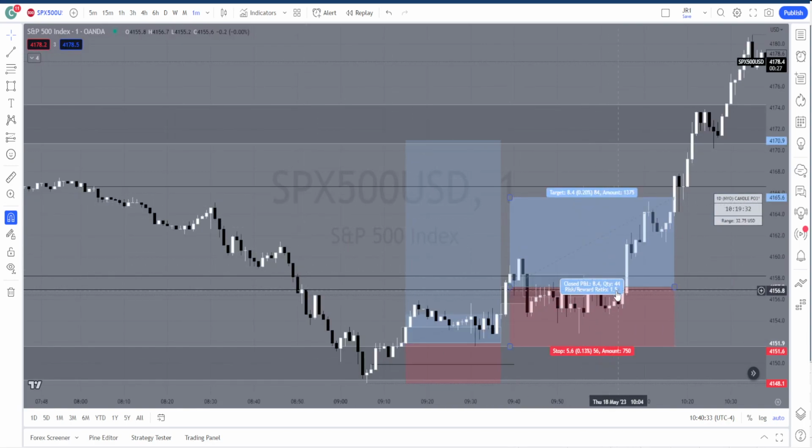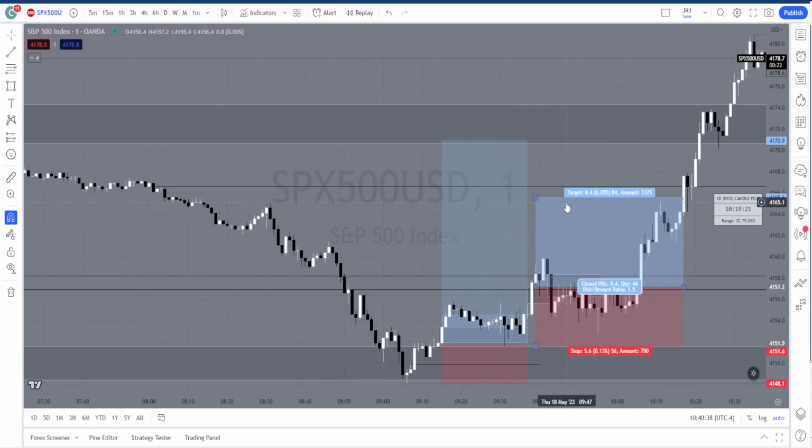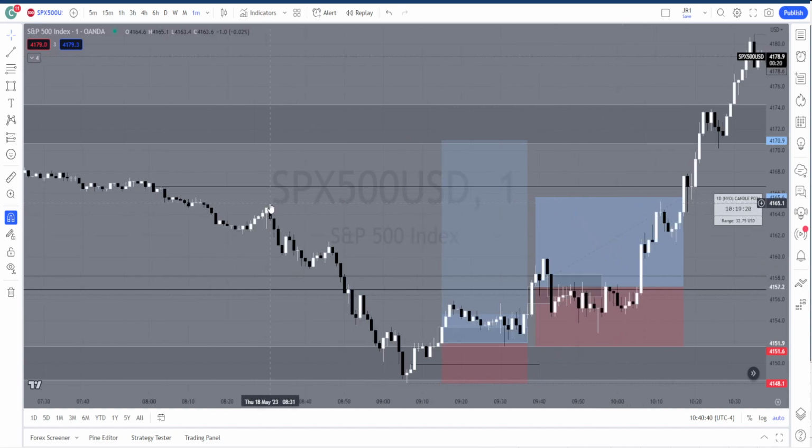It was a 1 to 1.5R, and it was right at the above these highs.